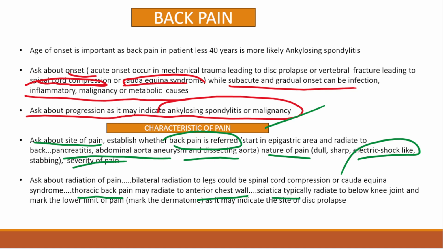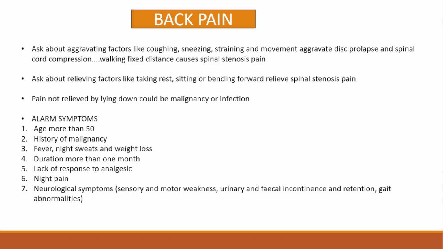Sciatica pain usually radiates below the knee joint, and then we will find out the lower limit of the pain, and if it falls in the L5 dermatome, it means that the disc prolapse is at the L5 region. So it will help us guide the level of disc prolapse as well.